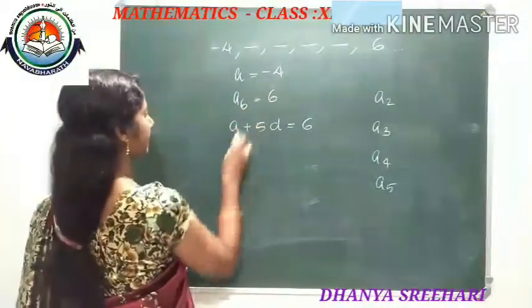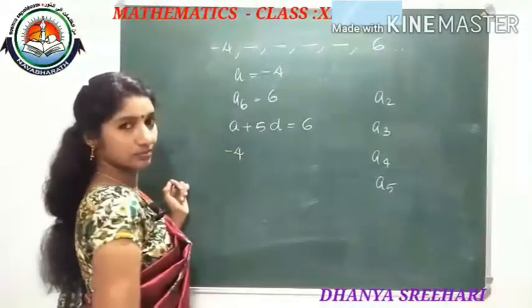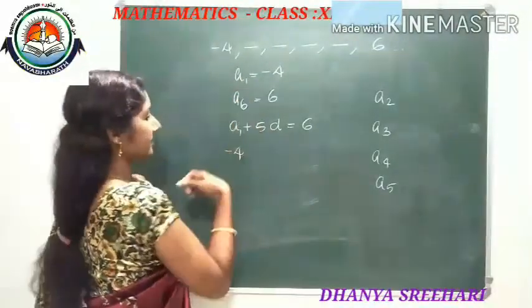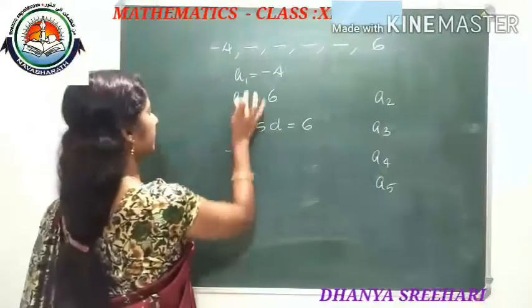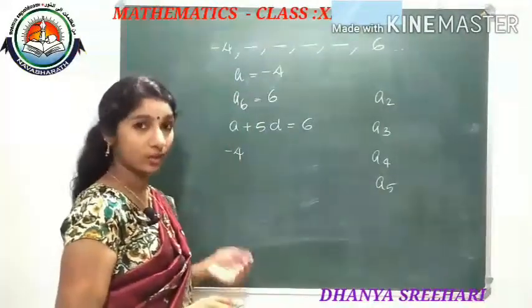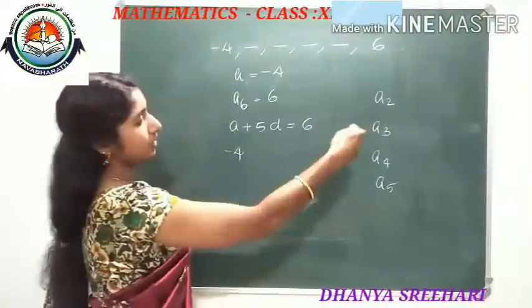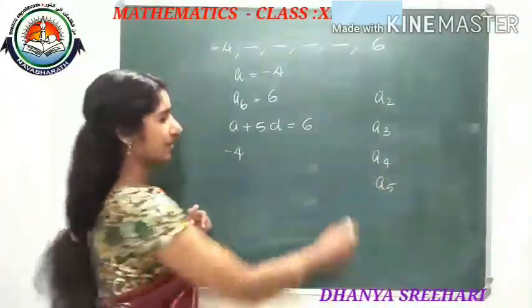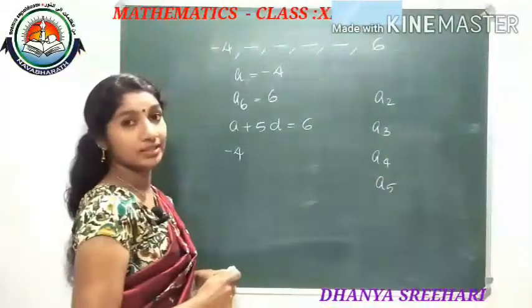A is given as minus 4, so we can write minus 4. A or A1, like this you can write the first term. To represent the first term you can use either A or A1. From the second term onwards, A2, A3, A4, A5, like this you need to write the terms with a suffix.